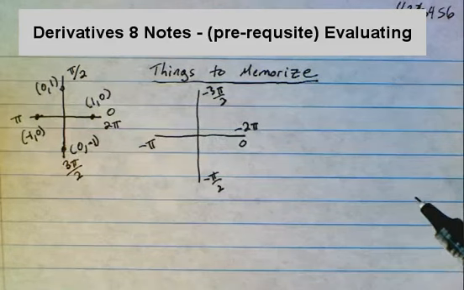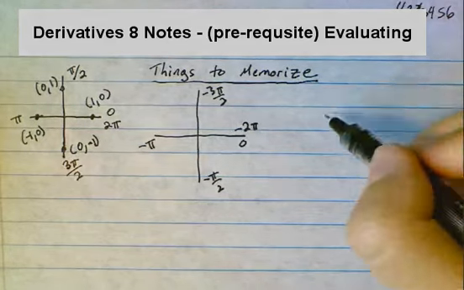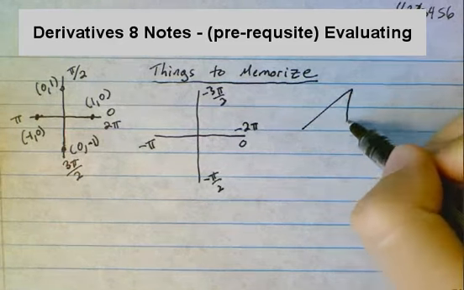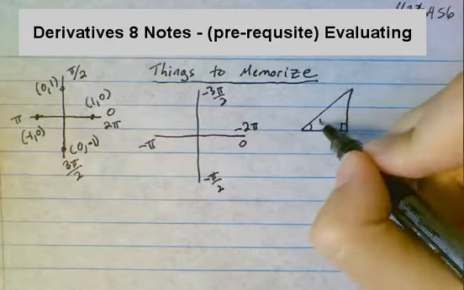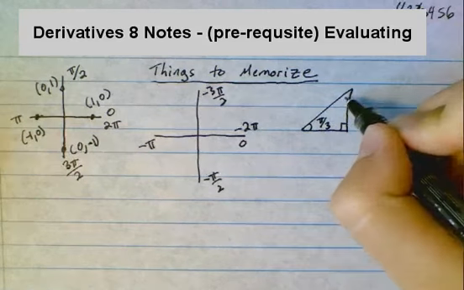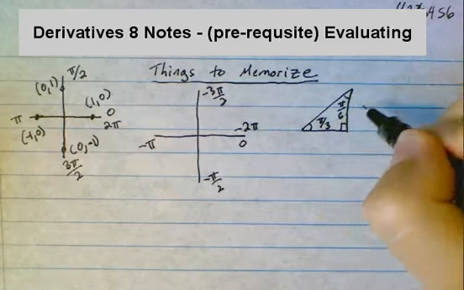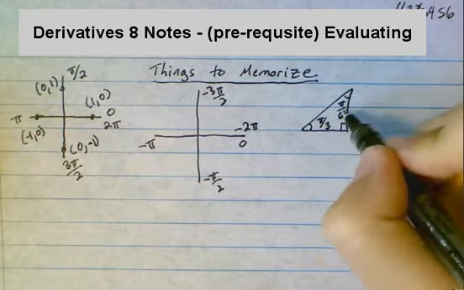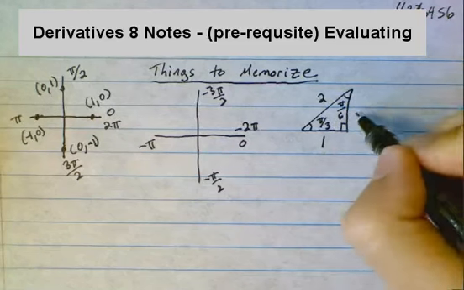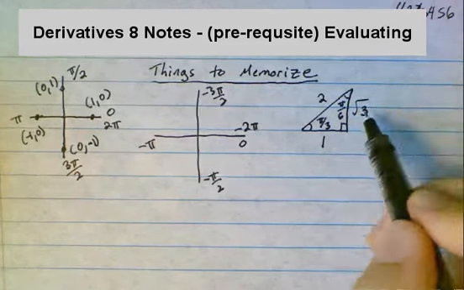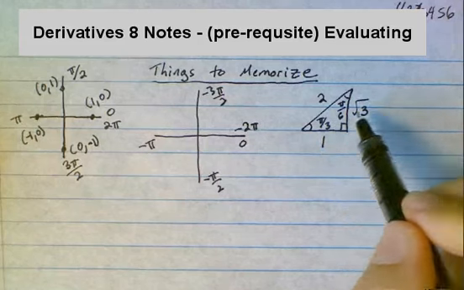There are also a couple of special triangles that you absolutely must know. They are the 30, 60, 90, except in radians. So this is pi over 3. This is pi over 6. Pi over 6 is the smaller angle, so it's 1, 2, root 3. Remember the root 3 and the pi over 3 are across from each other.